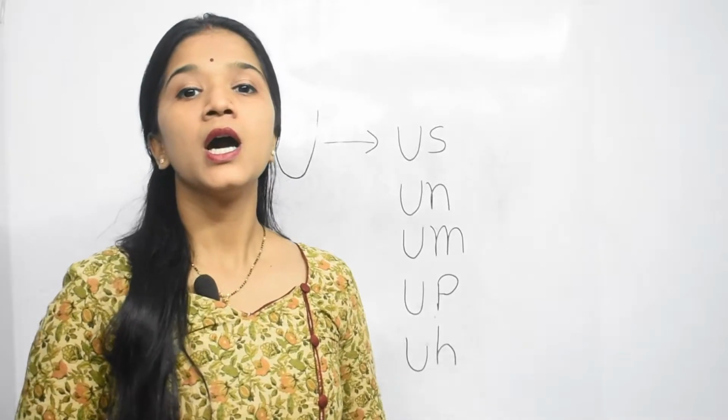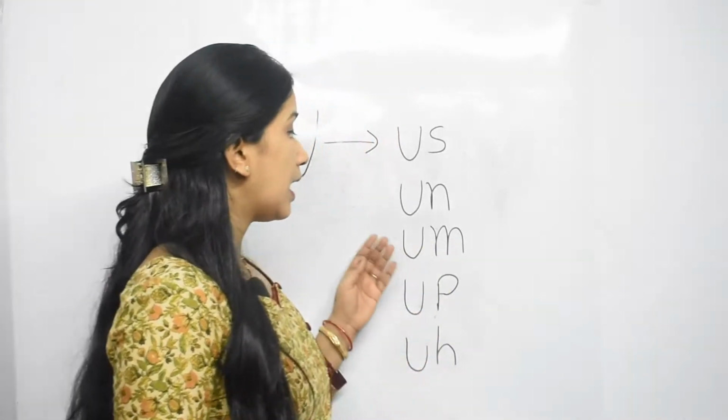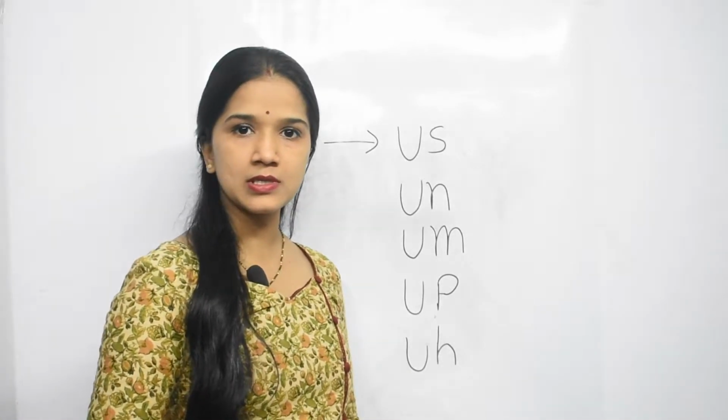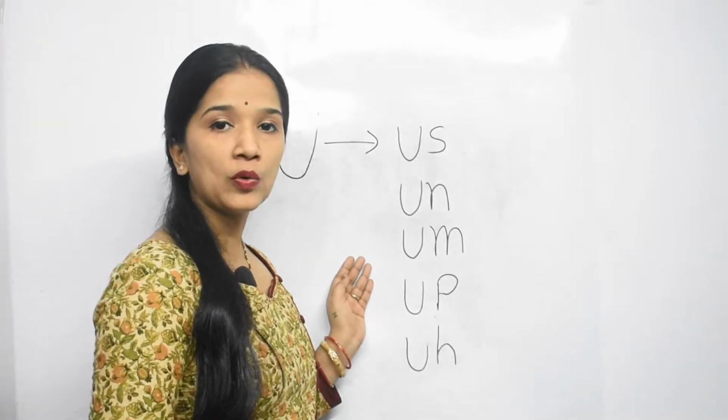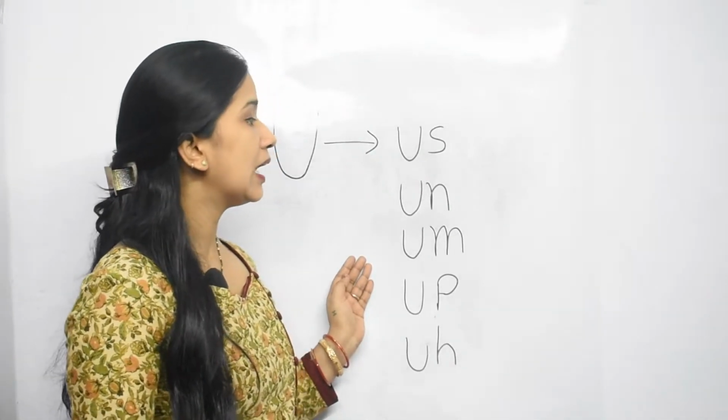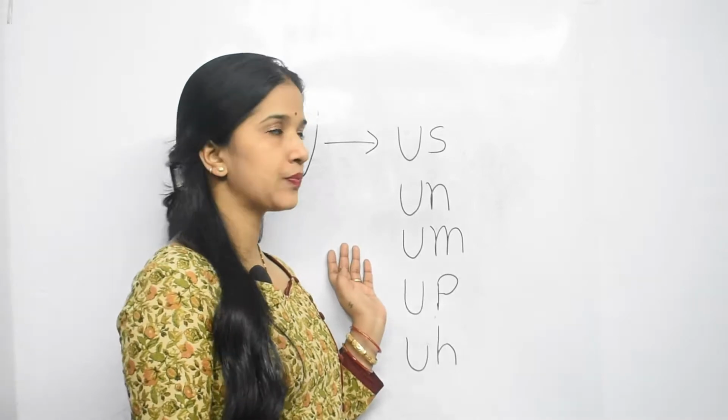Let's move to the next vowel, that is vowel U. Let's see examples and how we can write two-letter words with the help of vowel U. So friends, here I have written 5 examples which are based on vowel U. Let's start from the first.